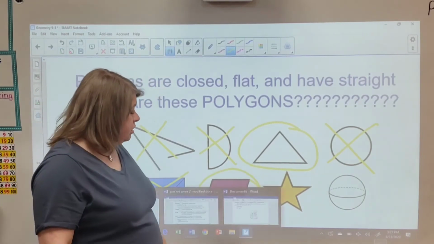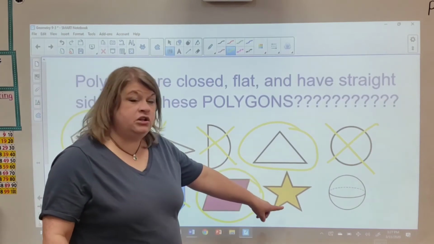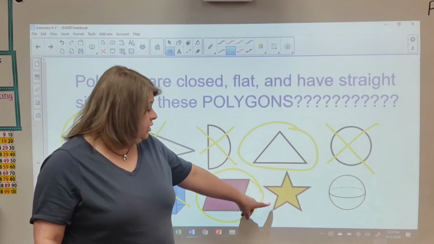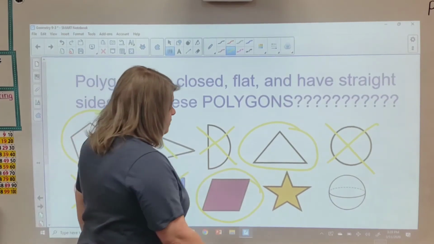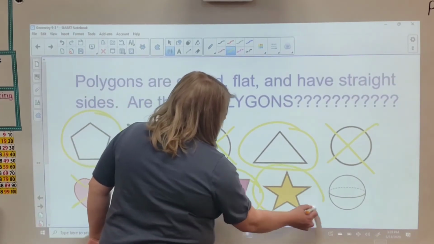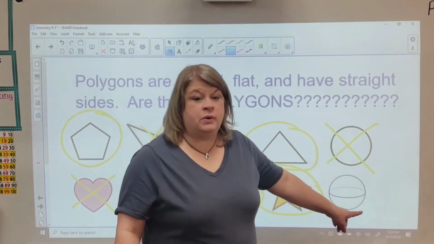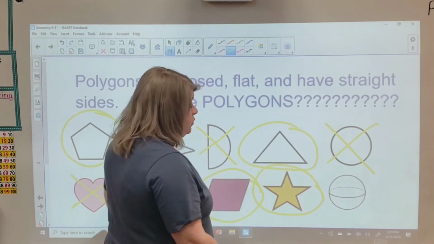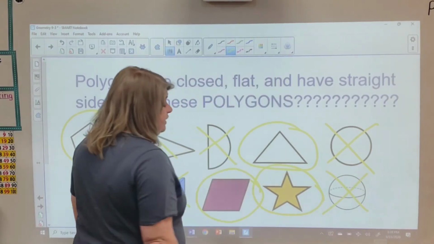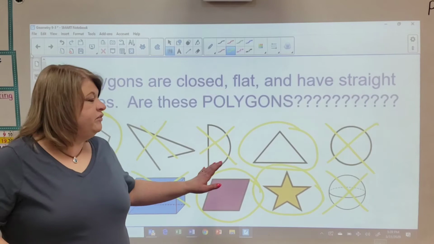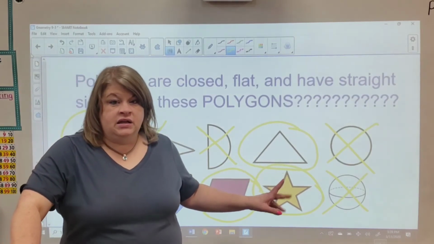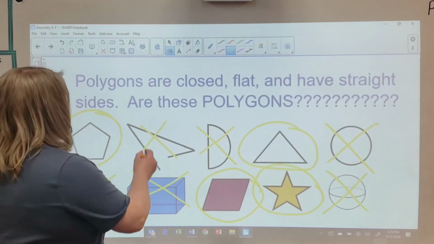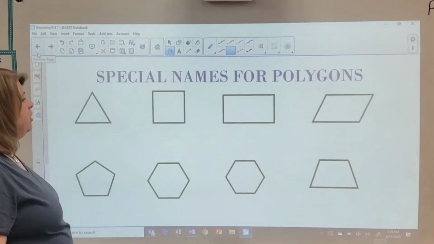Ooh, our star. Is it closed? Is it flat, like on paper? Does it have straight sides? You'll be happy to know the star is a polygon. What do you think about this one? Did you say no right away? It's a 3D shape, so it cannot be a polygon. Okay, so we've learned about some polygons. Now I want to talk about some of the special names for the polygons. So let's look at the next page here.